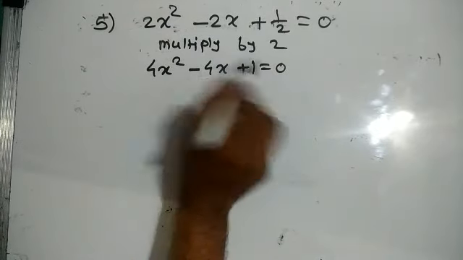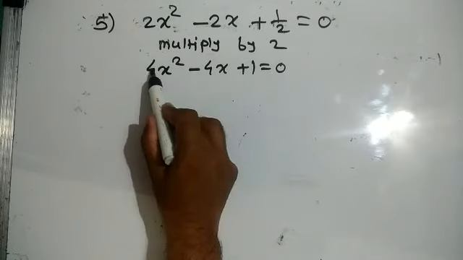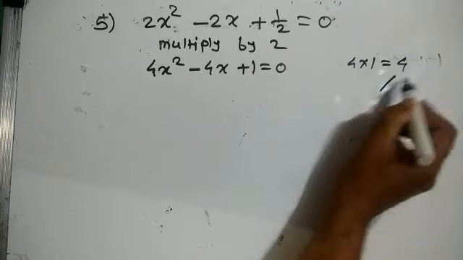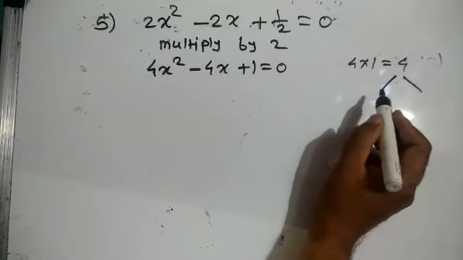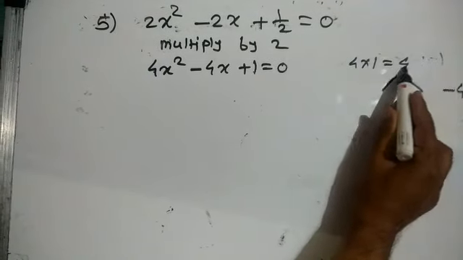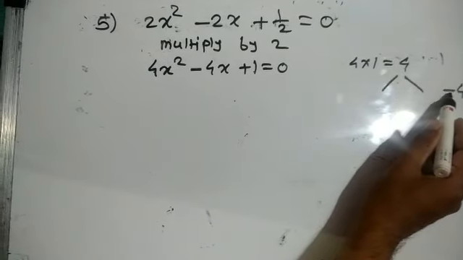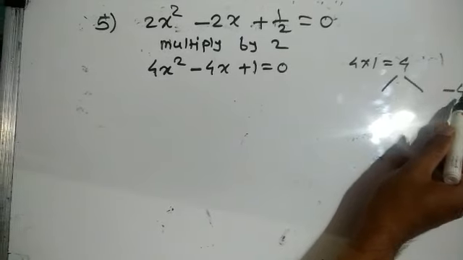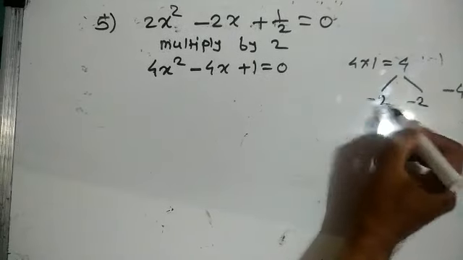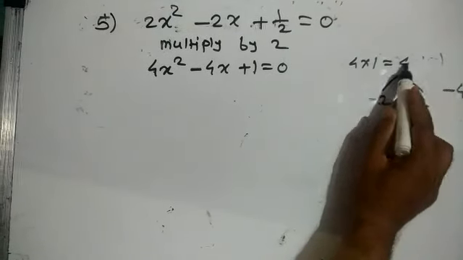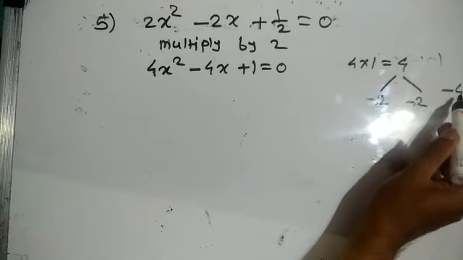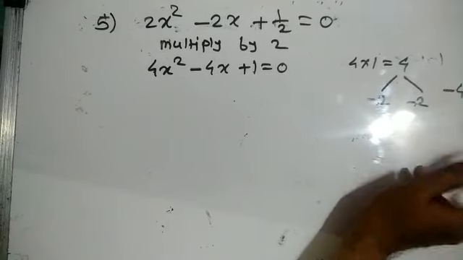Then it is in the simple form. Therefore, multiply this 4 with 1. 4 into 1, that is 4. Find out two such numbers whose product is plus 4 and their addition is minus 4. Therefore, minus 2, minus 2. Minus 2 into minus 2, that is plus 4. And minus 2, minus 2, when we add these two, we get minus 4.